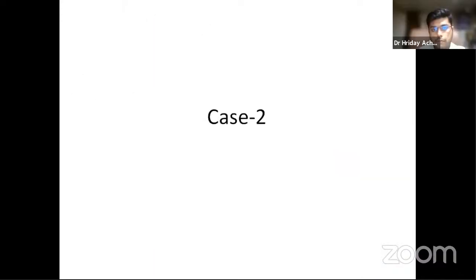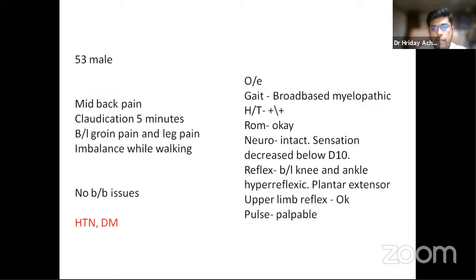Yes. That's it. So this is the second case. A 53-year-old male patient came with mid back pain, claudicating after 5 minutes only, bilateral leg pain and groin pain, and imbalance while walking. There were no bowel or bladder issues. He was hypertensive and diabetic. On examination, he had a myelopathy gait. Neuro was intact. There was bilateral ankle and knee hyperreflexia. Plantar was upgoing. Upper limb was normal. Sensory level was D10.